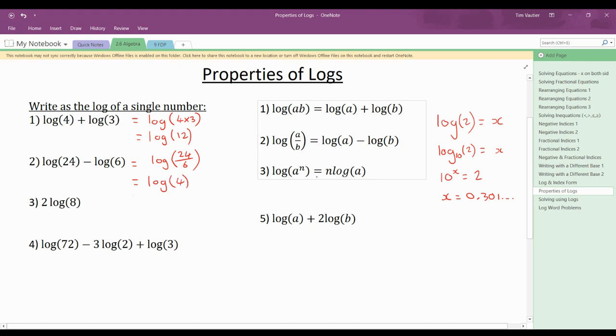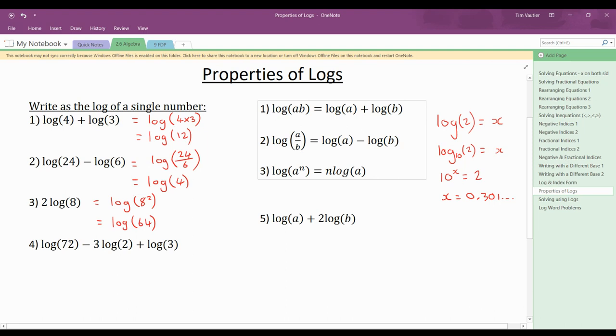This one here, we've got a number in front this time, and we can simplify it down to a single log, get rid of the number in front by making it a power on the A there. And so the 2 there is going to become a power of 8. So that's going to go log 8 to the power of 2, which is going to be log 64.